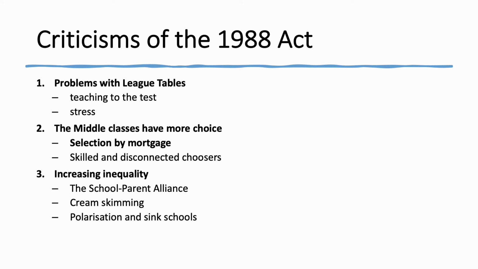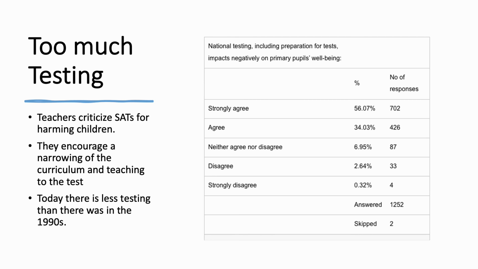And there's possibly been some increasing inequality as the best schools cream skim the best students and get better, and the worst schools just kind of sink to the bottom, the worst schools tending to be in more working class and deprived areas. And yeah, too much testing is probably the easiest criticism to remember, and teachers have been very, very critical of testing, but as I said, there's been less testing since the 1990s, and that's an evolution.